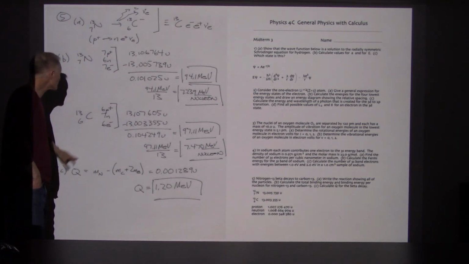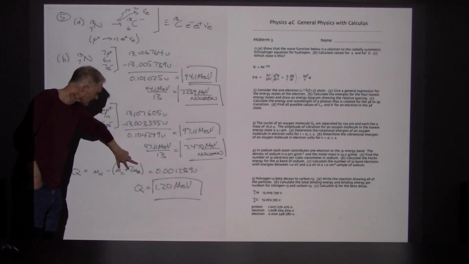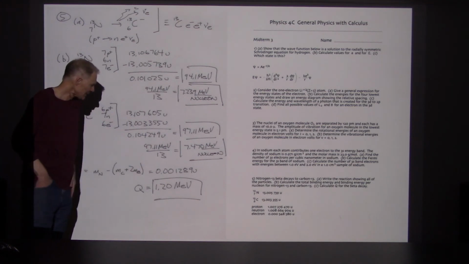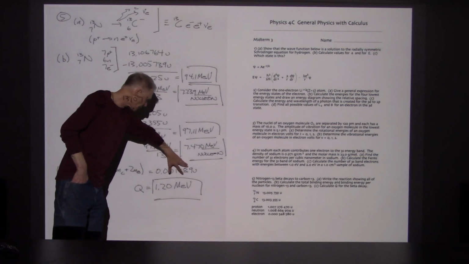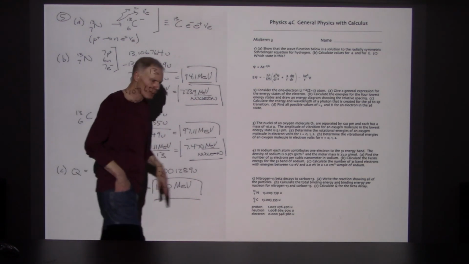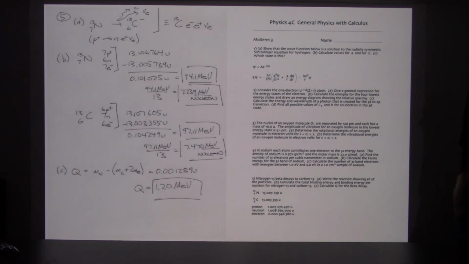Then part C comes back to the decay process itself and says, what would Q be for this? And don't forget those 2 electrons. That's how many electron masses we need. That gives us a Q value. 0.001289 atomic mass units are missing, and that corresponds to 1.20 MeV of kinetic energy of the products coming out.